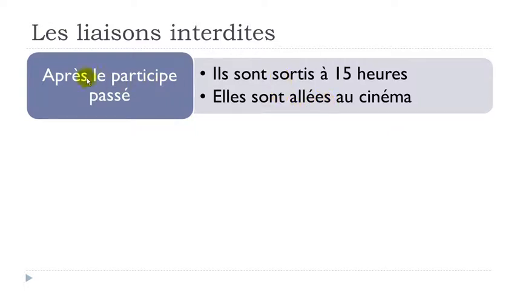Okay, so in that case, if you think about what we said, so après le participe passé, if we spot it, this is the participe passé, sortis, and this is here the participe passé, and well, both end with s, so it would be possible to make a link between s and a here. But then the rule is quite strict. You don't make a liaison after your participe passé. Okay, so ils sont sortis à 15 heures. All right, so no liaison here, no link between the two. Ils sont sortis à 15 heures.